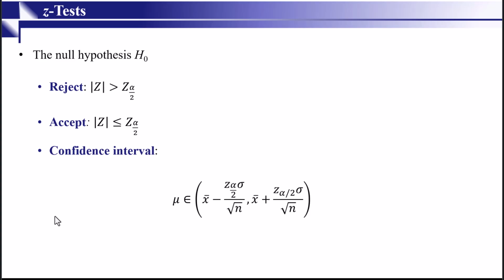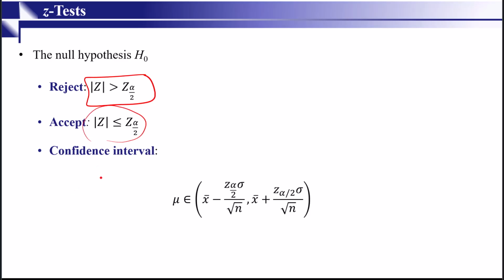The size alpha test rejects the null hypothesis H0 if the test statistic z falls into the rejection region, and the rejection region is this one: the absolute value of z is greater than z alpha divided by 2. On the other side, we accept the null hypothesis if the test statistic z falls into the acceptance region, where the absolute value of z is less than or equal to z alpha over 2.